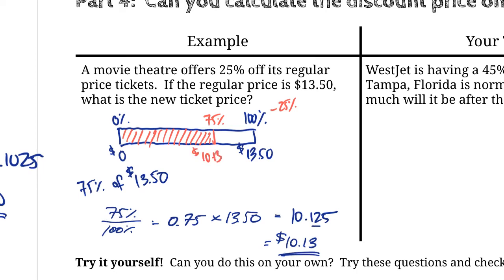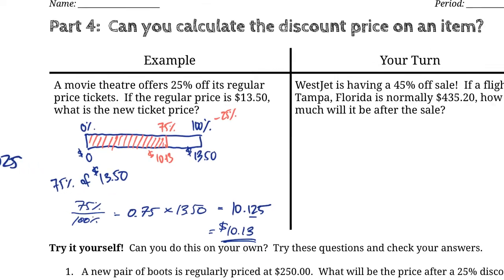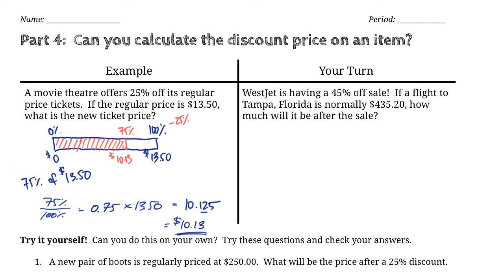Okay? So when we have a discount, we're usually subtracting it from the 100%. That's the only difference here. So I want you to try this question about a WestJet flight. So if you're flying to Tampa, Florida, usually it costs $435.20, but if it's 45% off, how much will it be? Okay? Pause the video here, try it yourself.